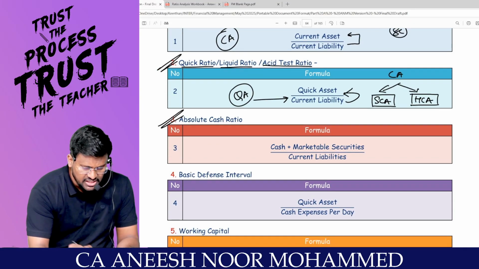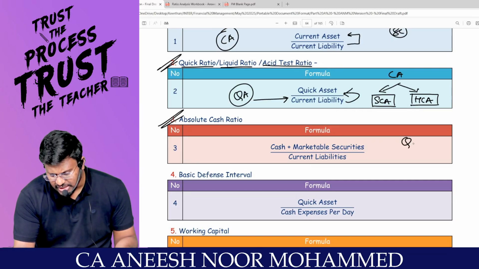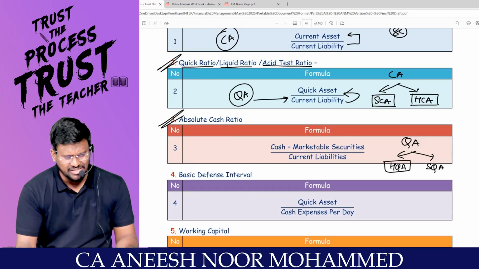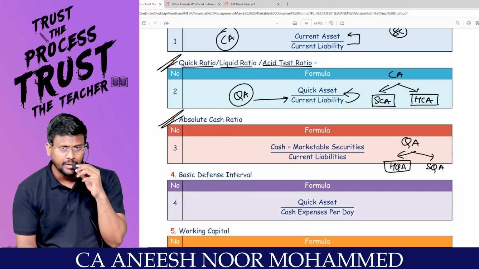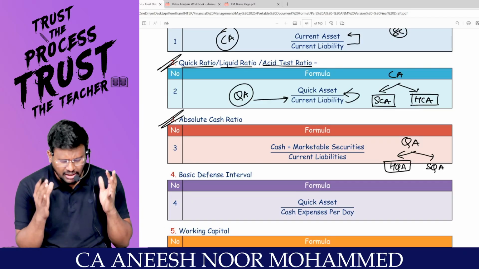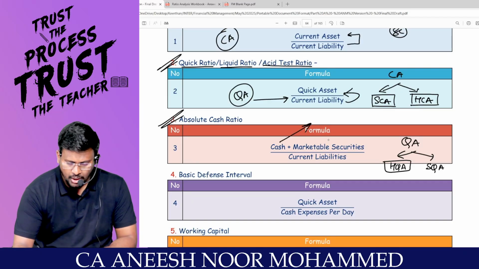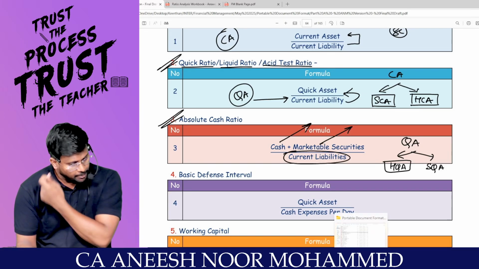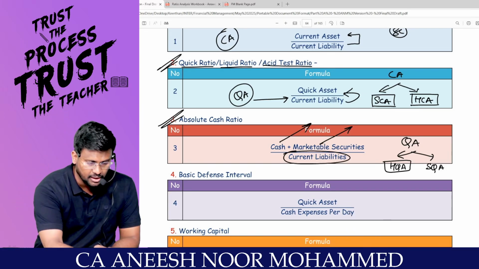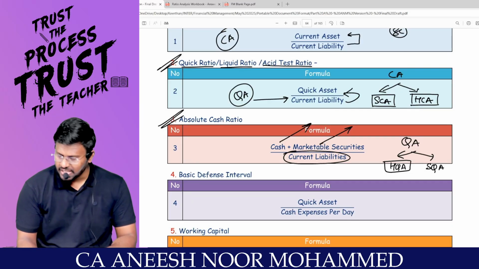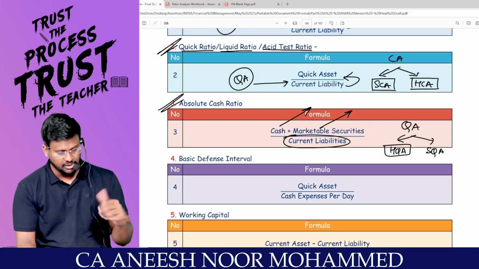Come to absolute cash ratio. Even in the quick assets, there are hard quick assets and soft quick assets. Hard quick assets take even more time to convert into cash. So absolute cash ratio means I will see only cash. Absolute cash ratio is equal to cash plus marketable securities divided by current liabilities.